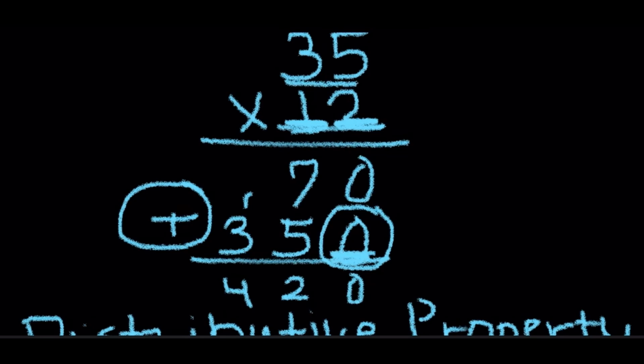And the distributive property gives this plus sign here. You're adding the partial products of 35 times 12. So it's pretty cool that we've been using algebra even before we knew what it was.